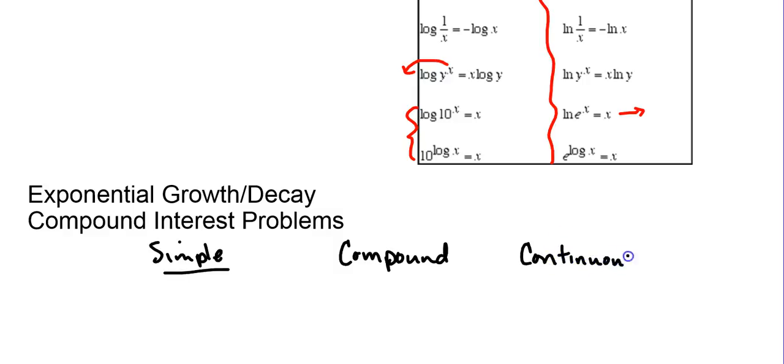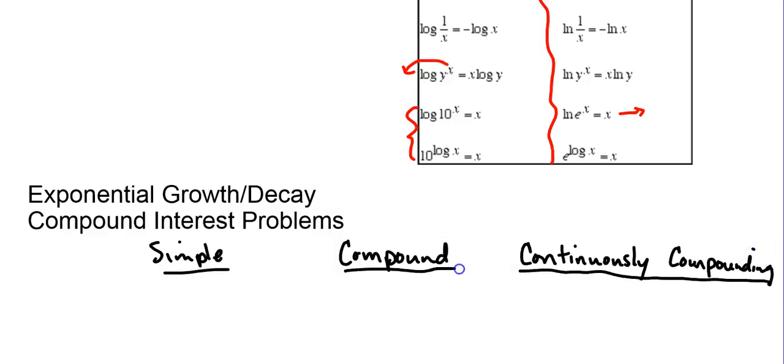All right, moving on, exponential growth and decay, and specifically compound interest problems. We have three different types of interest that you're going to need to know. You're going to make sure that you know these formulas. Simple interest, compound interest, and continuously compounding interest. Different formulas for different situations. So I'm just going to talk generally about these things, and then I'll give you the formulas.